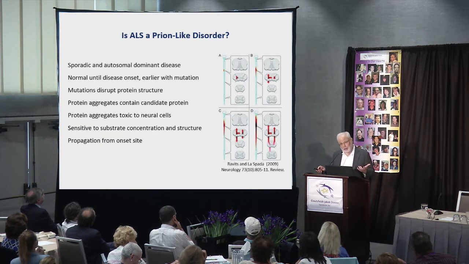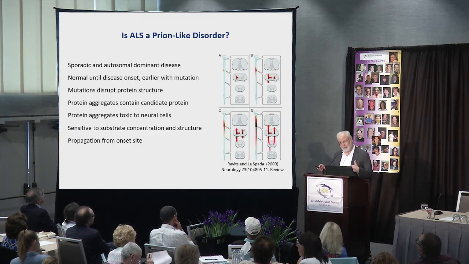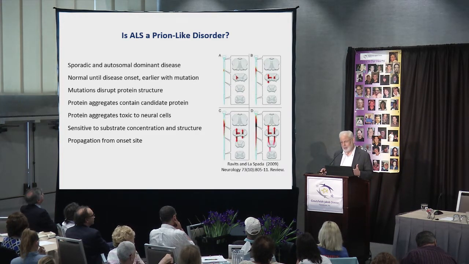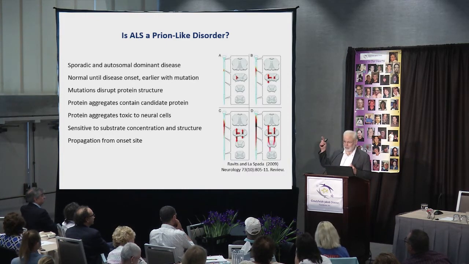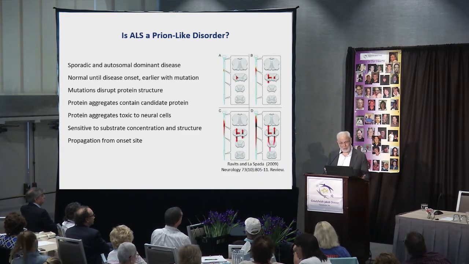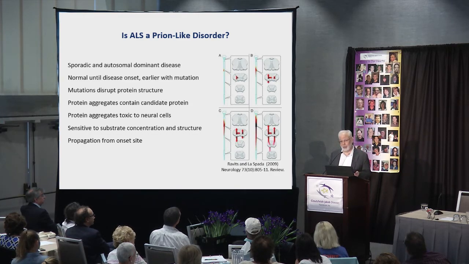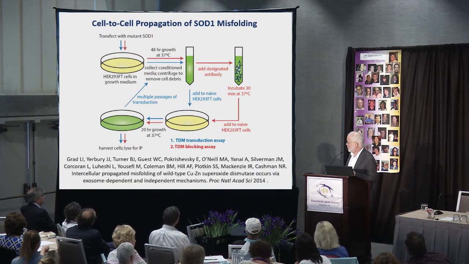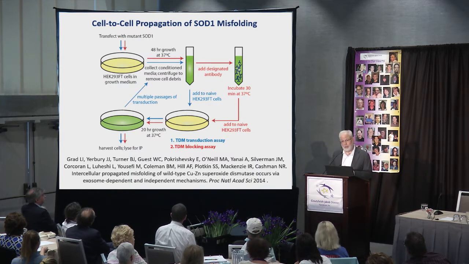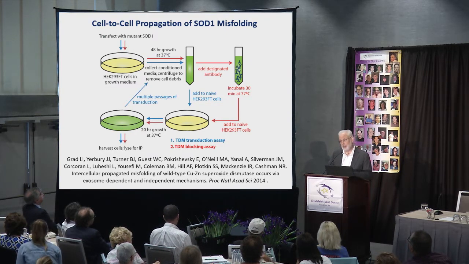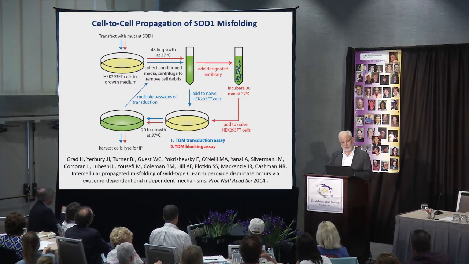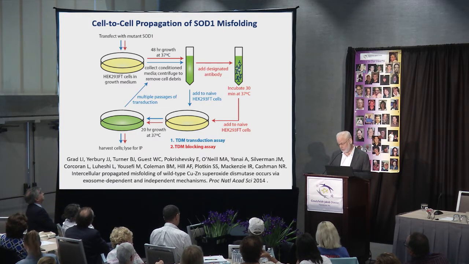So is ALS a prion disease? This basically came out of a hypothesis from observing my patients. You get weak in your right index finger or your left big toe, and there would be this systematic spread of paralysis through the nervous system. And we ultimately determined that there is a prion protein or a prion-like protein in ALS, which is called superoxide dismutase 1.